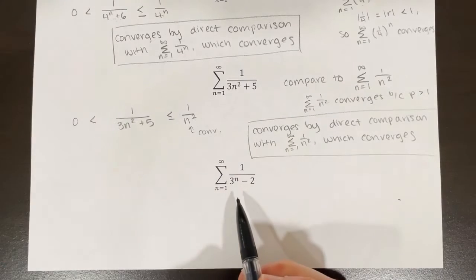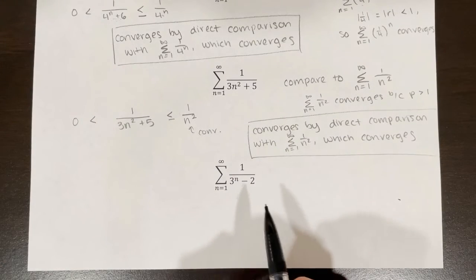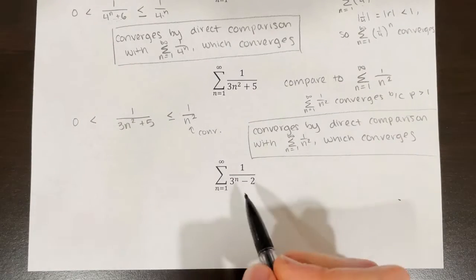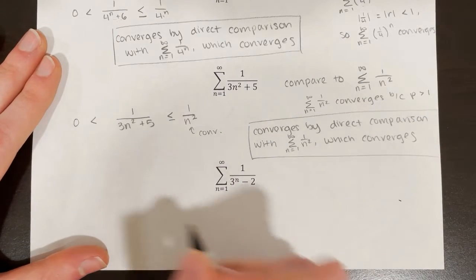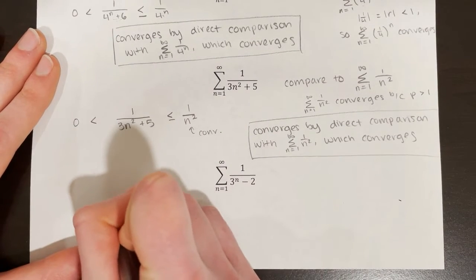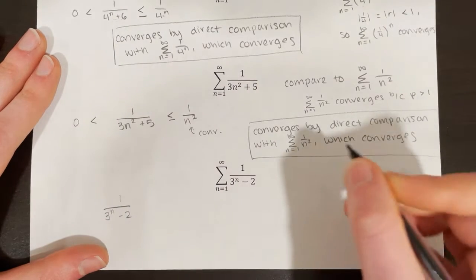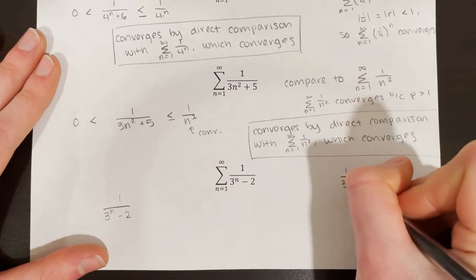Let's try a third example. We're still trying to determine the convergence or divergence of the series. What's something that we could compare this to that's very similar to our original a sub n expression right in here? Well, if we have 1 over 3 to the power of n minus 2, that is almost the same thing as 1 over 3 to the power of n.